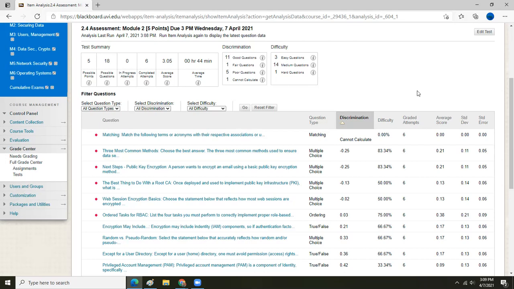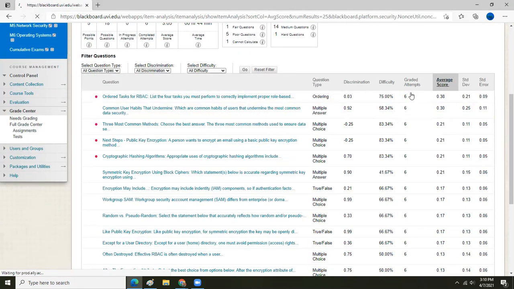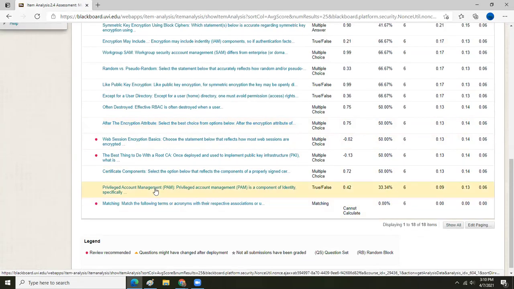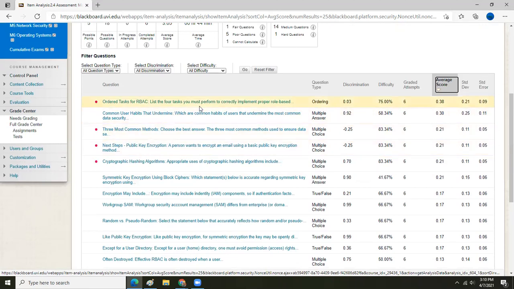But basically, what we're going to do is sort by average score from highest to lowest and have a look starting at the bottom. So these were the items that posed the greatest challenge for students in the class. We'll review all the way up until these questions. And we'll also do the multiple answer here because that's a half-point question, and the ordering. So this multi-answer and this ordering.